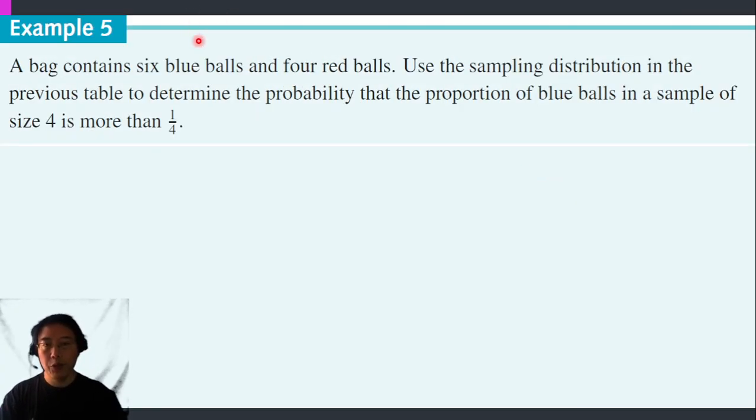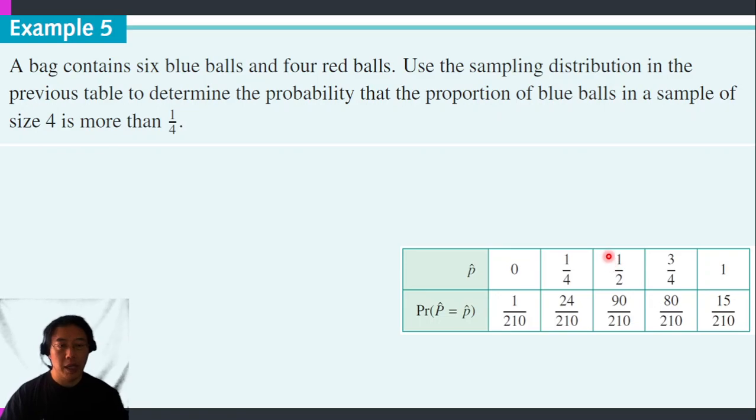Alright, let's continue with the previous example. So we have the same situation. Now you need to use the sampling distribution, that's the previous table, and you want to find the probability that the proportion of blue balls in a sample of size 4, so it's the same as before, is more than 1/4.